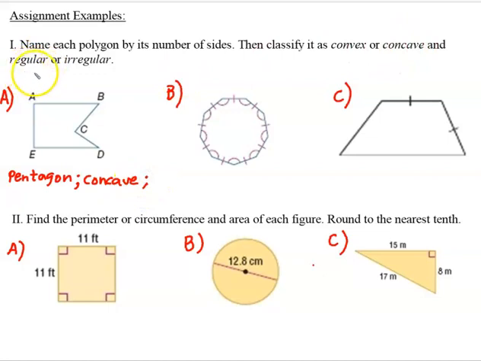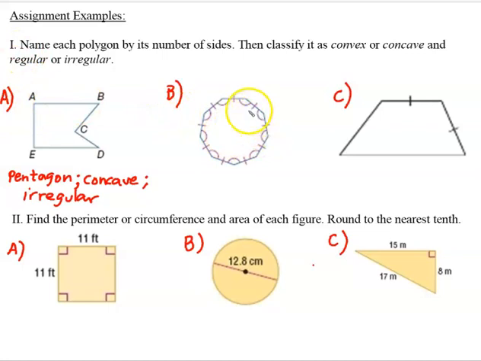And then we're supposed to do a classification based on if it's regular or irregular. Well, a concave polygon cannot be regular. Part of being regular is that it's convex. So we're going to say that this is irregular. All right, that's our answer for letter A, Roman numeral 1A.